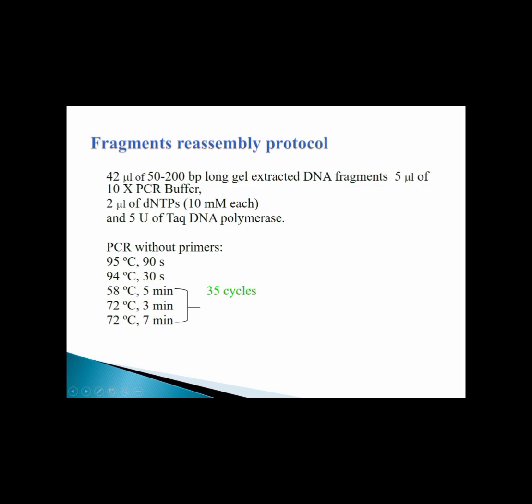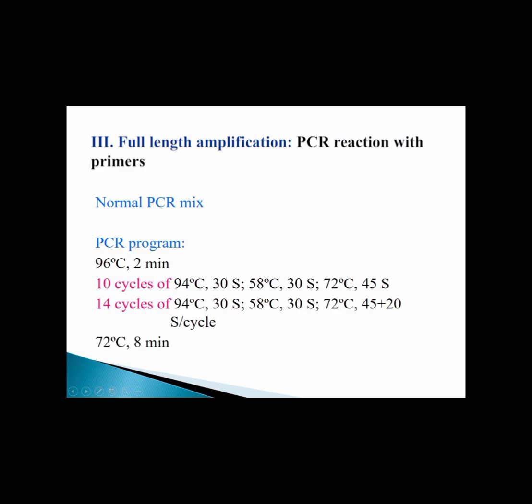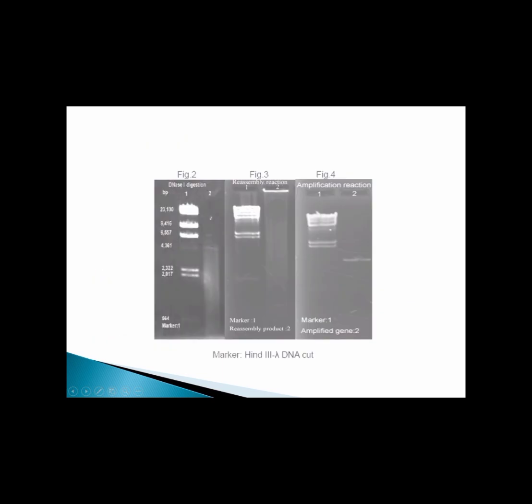Here we have to gel extract the smaller fragments, random digested fragments, and then perform the PCR reaction. Then full length amplification PCR reaction with primers. This is a normal PCR mix. The PCR program can be like this: 96 for 2 minutes, 10 cycles of 94 30 seconds, 58 30 seconds, 72 45 seconds, 14 cycles of 94 30 seconds, 58 30 seconds, 72 degrees centigrade 45 plus 20 seconds.